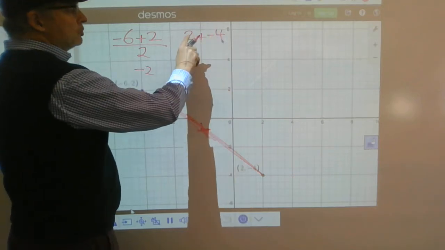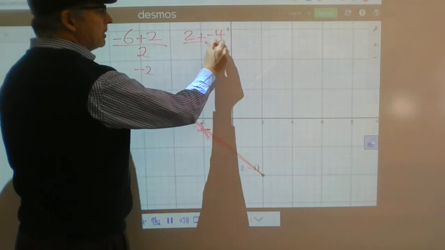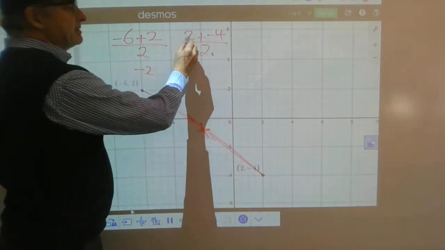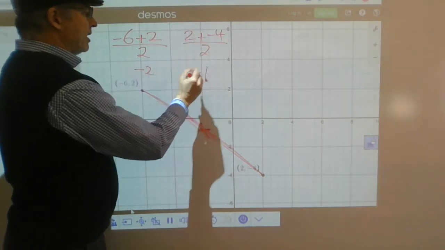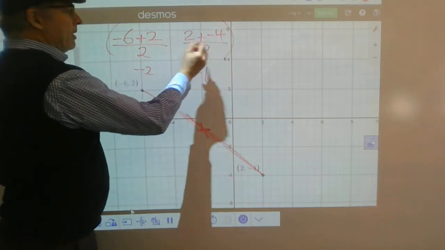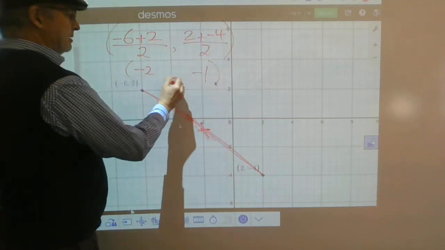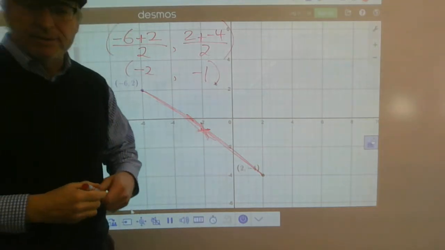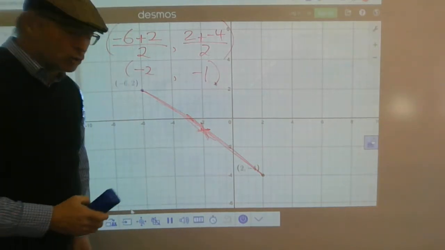So I'm adding 2 plus -4 and then dividing by 2 because there's 2 of them. So that's -2 divided by 2, which is -1. So -2, -1 is the midpoint of the interval joining those 2 points.